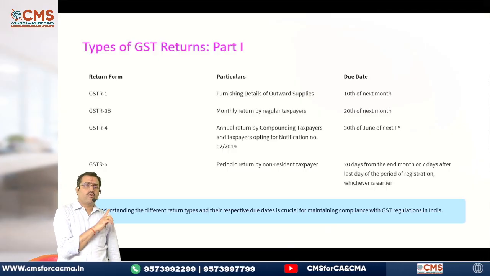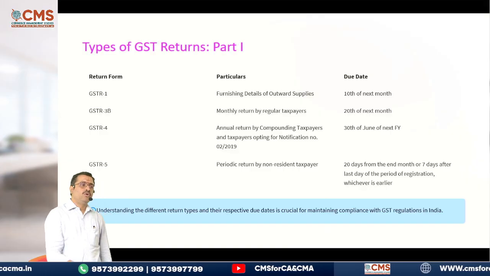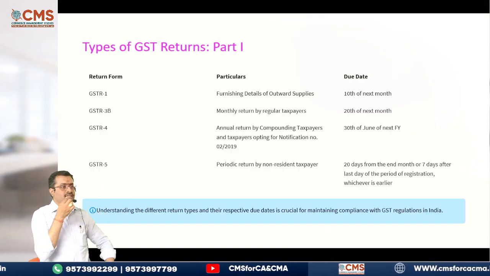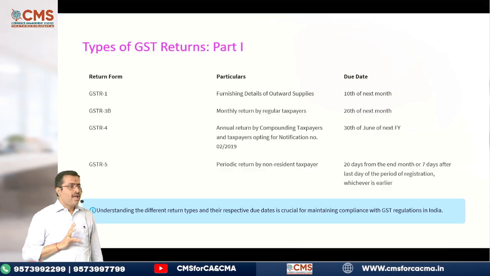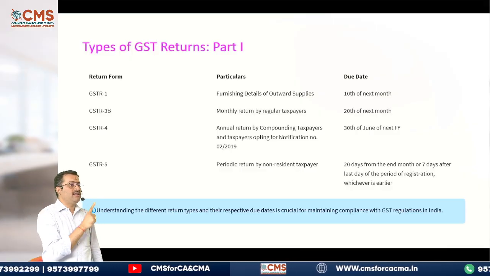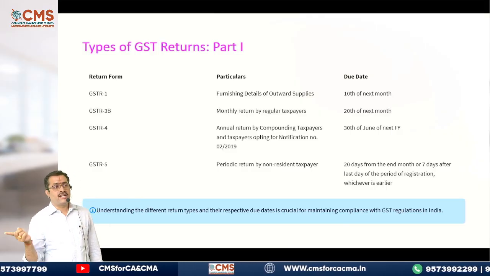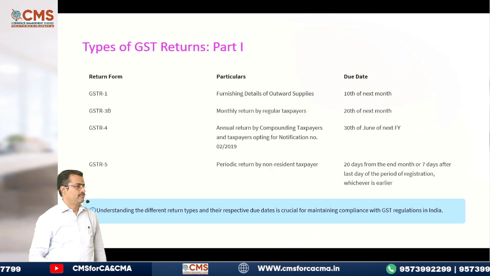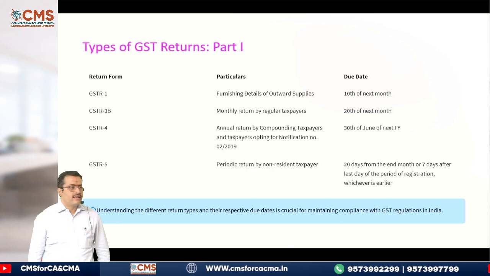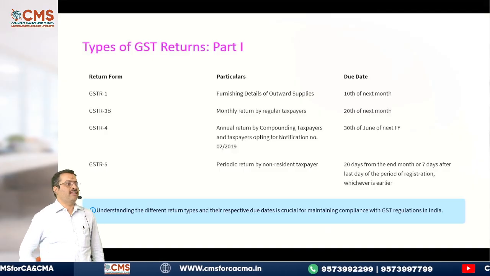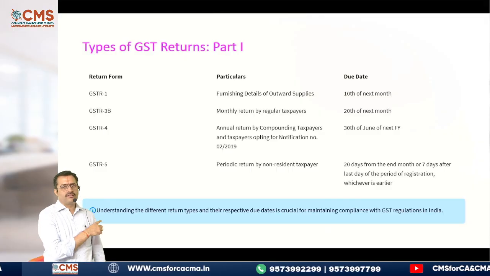First of all, GSTR 4 is applicable to composition taxpayers. Clear? Now, those composition taxpayers need not file returns on a monthly basis. It is sufficient if they file the returns on an annual basis. Earlier, the date to file the GST return was 30th April. Now they increased it to 30th of June. So the composition taxpayers' annual return has to be filed by 30th of June, not by 30th of April. There is the date change. Please understand. Then comes your GSTR number 5.